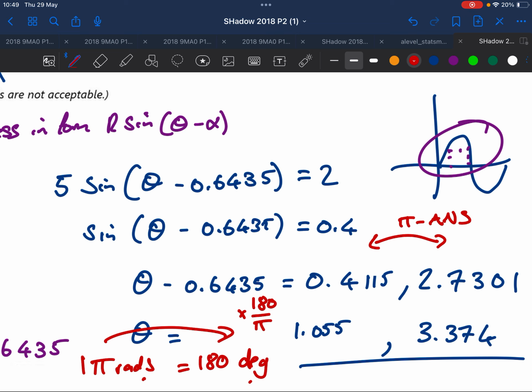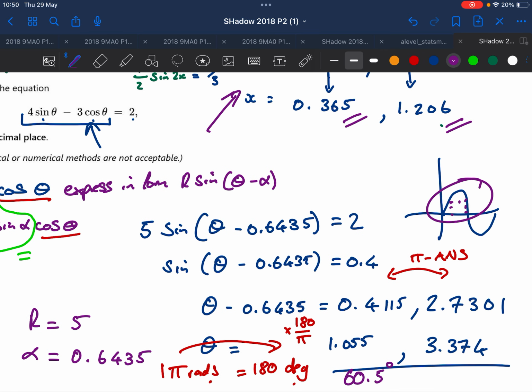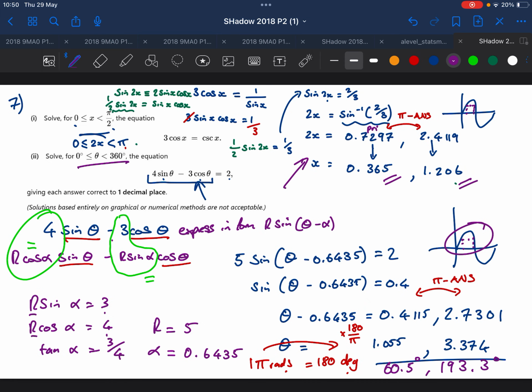So if I multiply this by 180 over pi, I get 60.44. So it's set to one decimal place, I actually get 60.5. And then my other one here, this will be 3.374 times the same number, and I get 193.3 degrees.